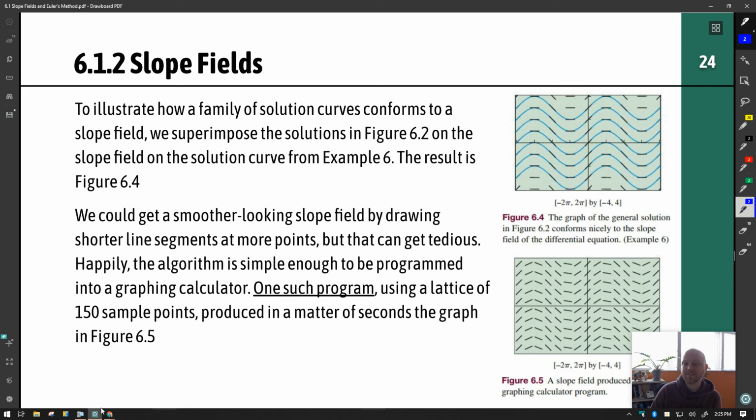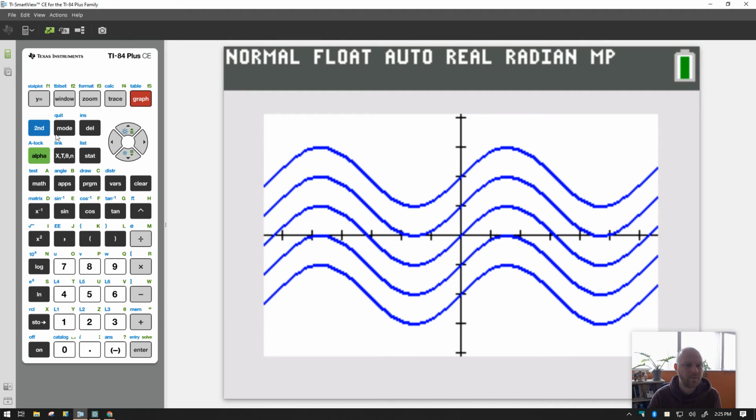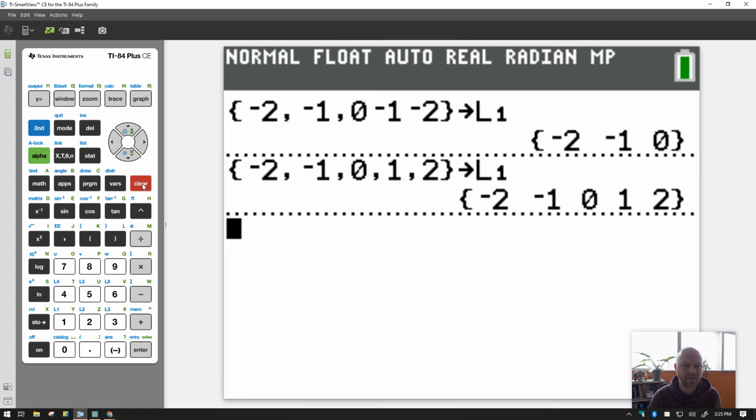And so here's the graph that we made in that example with all of those sine curves overlaid on top. There's a program that I'll get out to you next week for your TI calculators that do slope fields. TI-84s don't have a slope field function built into them, so we have to run a program to do it. Whereas if you have a TI-89, that one's got slope fields built in. And I'll show you how this works. That was from our video earlier. Let's clear this all out.